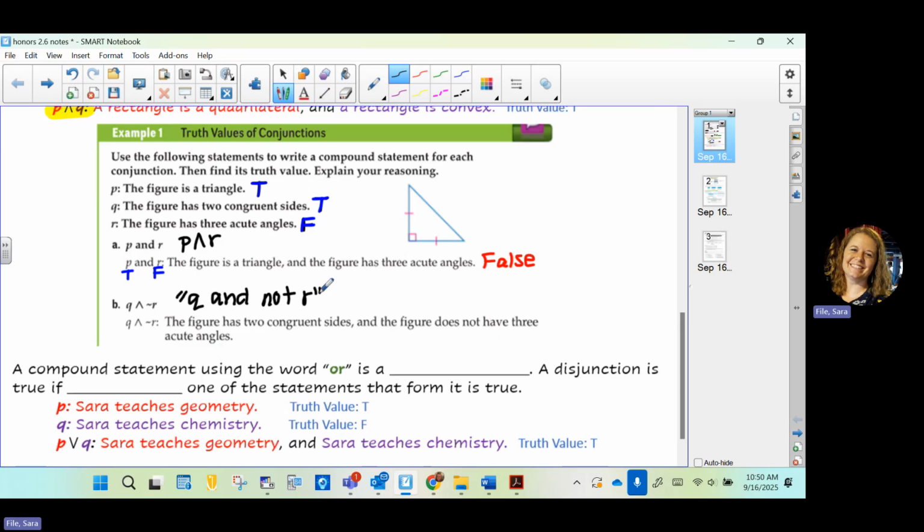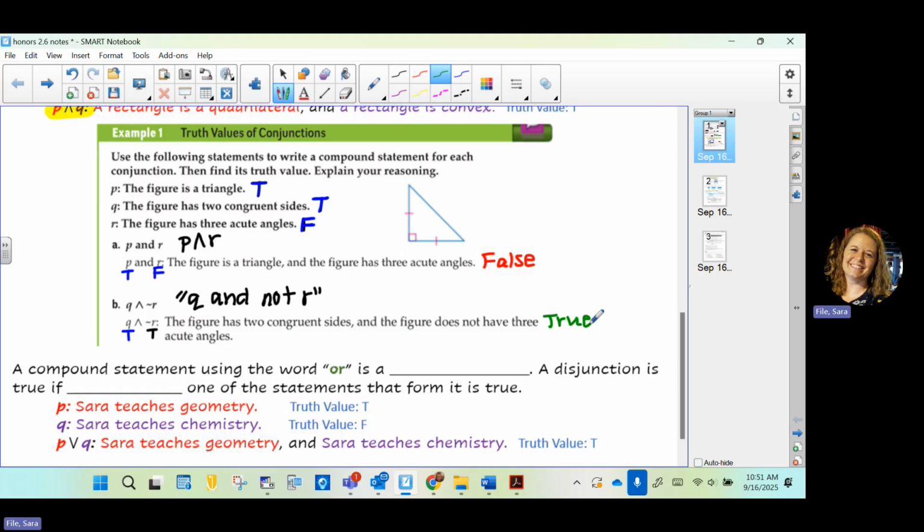Okay, so statement Q, we said, is the figure has two congruent sides, and we already established that Q was true, right? Now, not R is the figure does not have three acute angles. Is that true or false? True. That's actually true because R was false. So not R must be true. So since both statements are true, this conjunction is true.